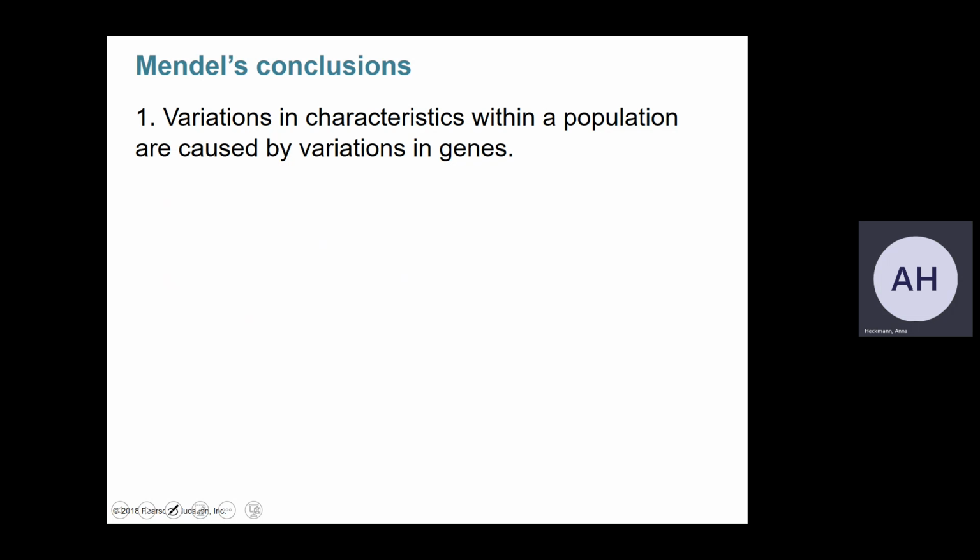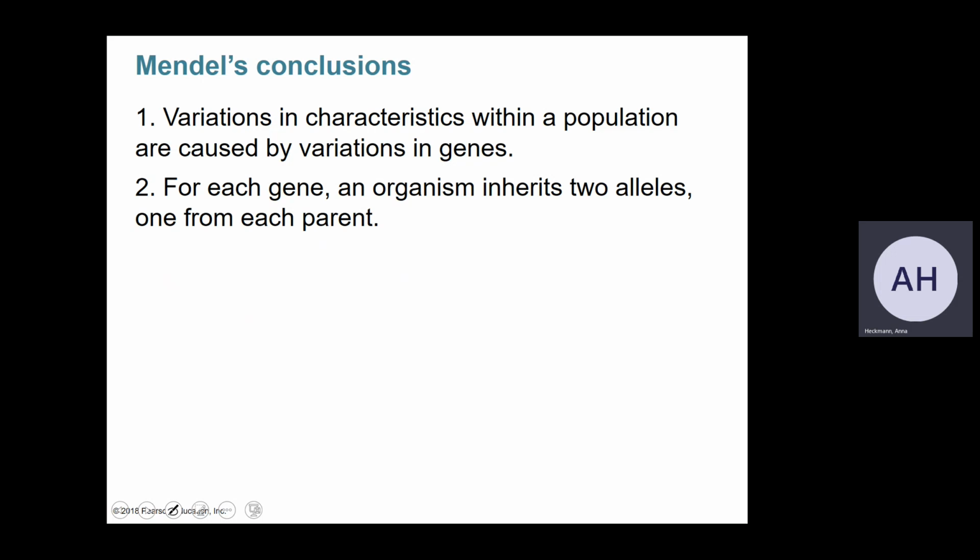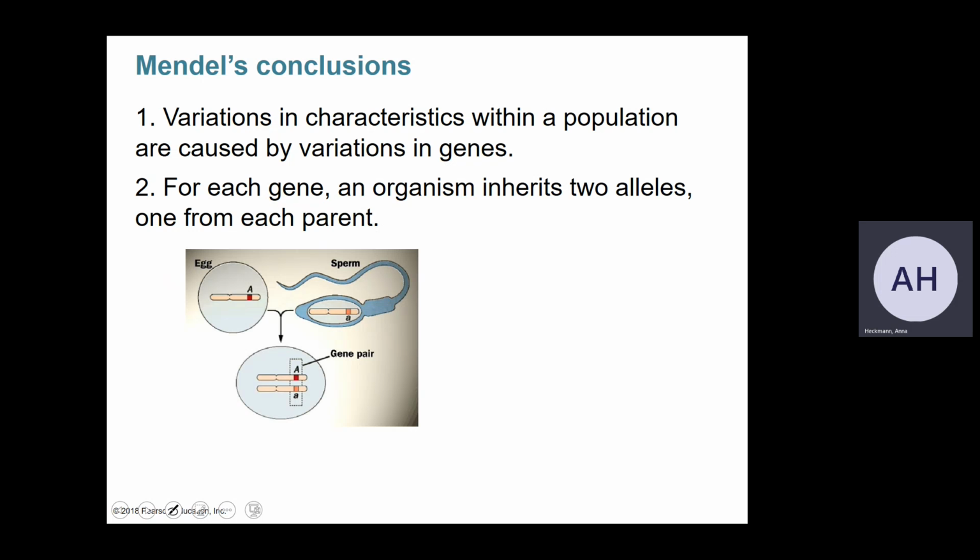Mendel's work drew several conclusions. First, that variations in characteristics within a population are caused by variations in genes. Second, that for each gene, an organism inherits two alleles, one from each parent. In this diagram, you can see that both the mother and the father contribute one chromosome to form a homologous pair. In this case, the gene is represented by the letter A. The allele from the egg is uppercase A, and the allele from the sperm is lowercase a.